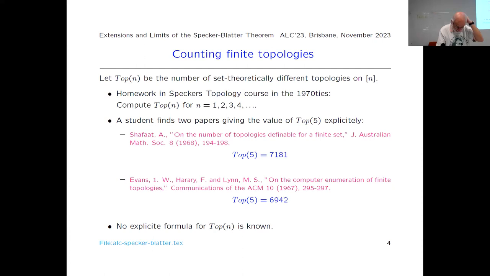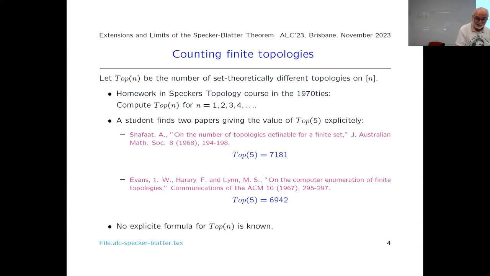He was still fluent in the use of old-fashioned library tools like decimal classification and so on. And he found two papers, one by Shafat, published in the Australian Mathematical Society Journal, which gives one number, 7181, and a paper by Evans, Harari, and Lin, published in the Communications of the ACM, even before, which gives 6942. And to this day, there is no explicit formula for the number of topologies on an n-element set.